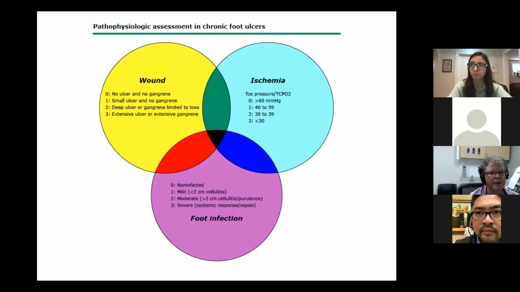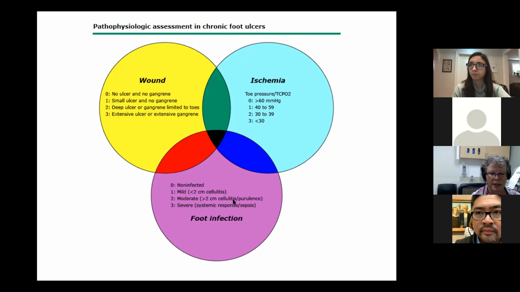Bit of a busy slide. There are a couple of things to appreciate here. One is when we're looking at foot infection, this is the purple at the bottom, you can have a really scary wound that's just not infected. There's no purulence, there is no erythema, there's no warmth. However, you do have mild infection if there is cellulitis that's less than 2 centimeters from the edge of the wound. You've bumped into the moderate if the cellulitis extends greater than 2 centimeters.